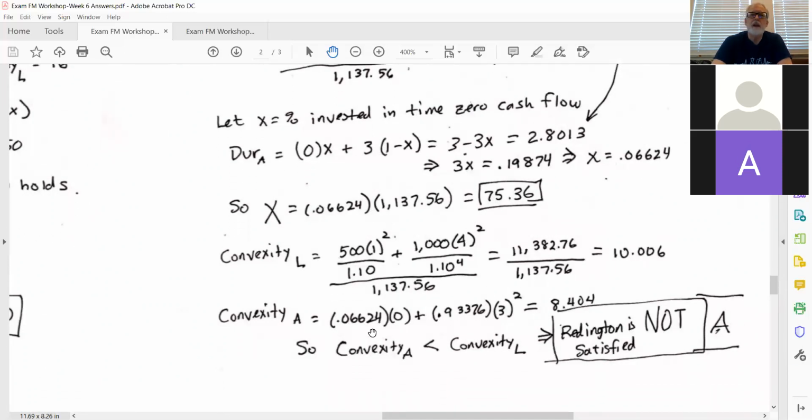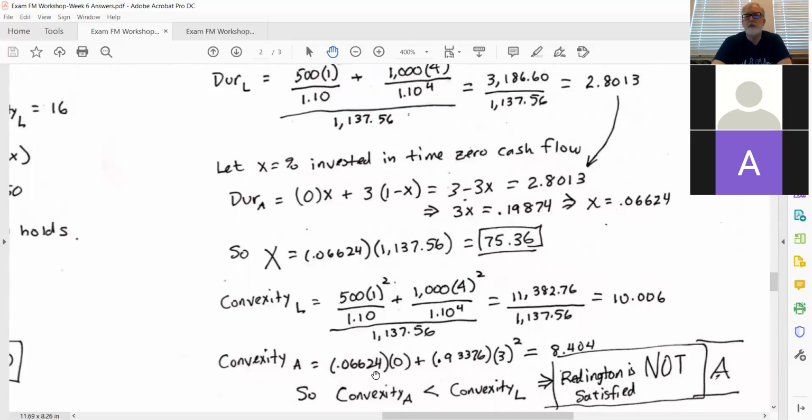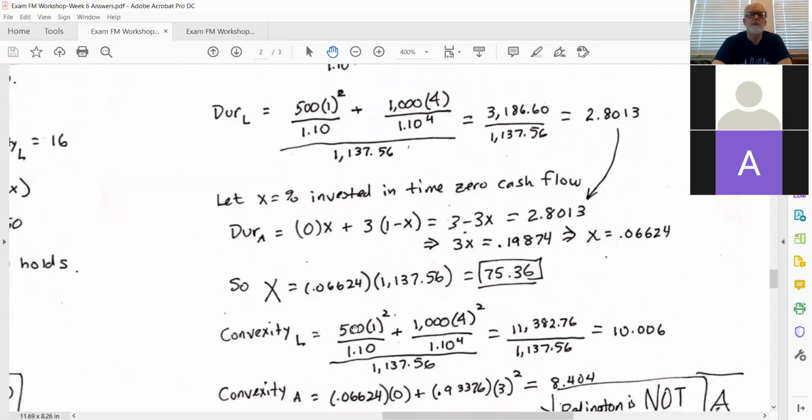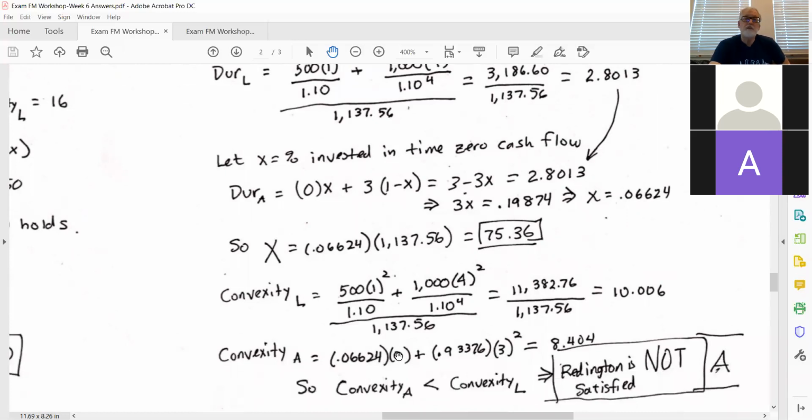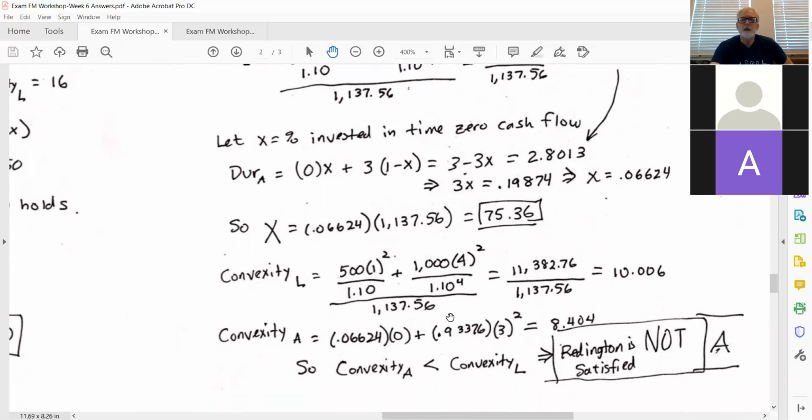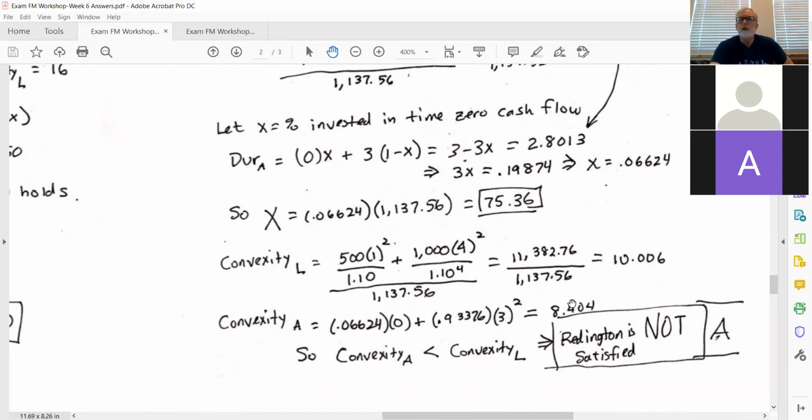Now the convexity of the assets, now that we know 0.06624 comes in at time 0, it has a convexity of 0 squared. And then the rest, the 0.9376, comes in at time 3, so its convexity is 3 squared. When you multiply that out, you get 8.404. So the convexity of the assets is less than the convexity of liabilities, and therefore Reddington is not satisfied.